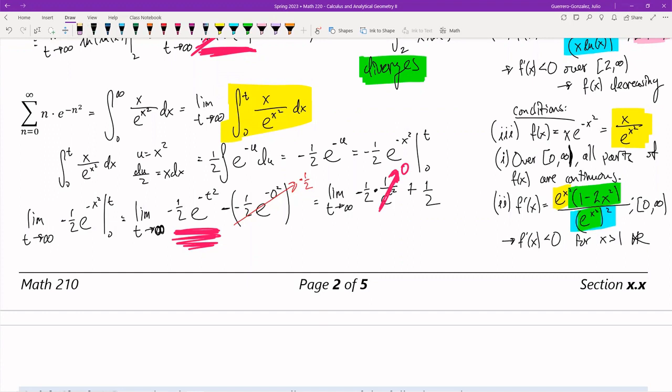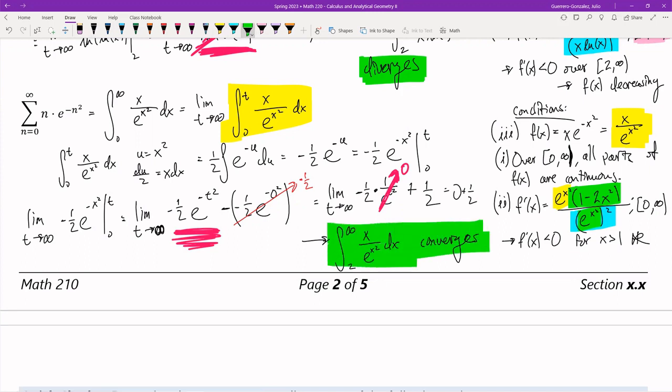So this is equal to 0 plus 1/2, right? This tells me that the integral from 2 to infinity of x over e to the x squared dx converges. And it fell in our lap. Since this integral converges, then the summation must converge as well. Your series must converge as well. There it is. That is it. Okay?